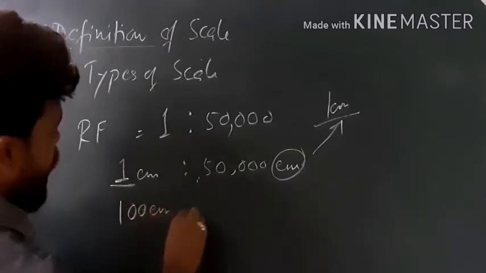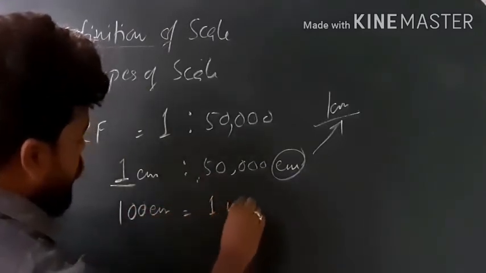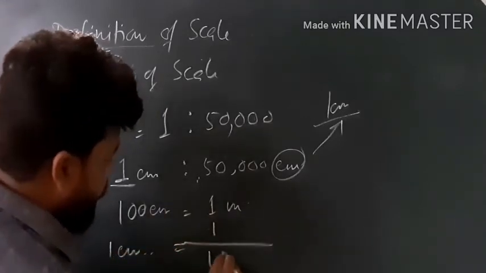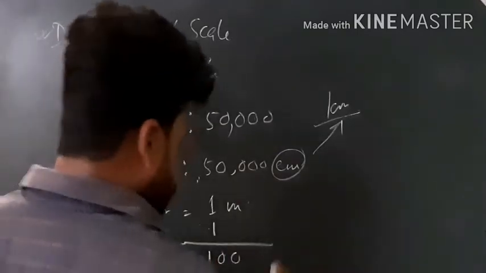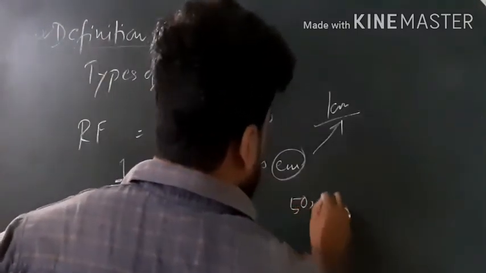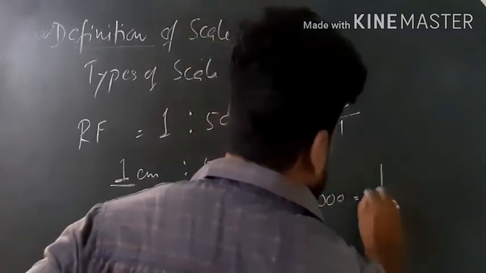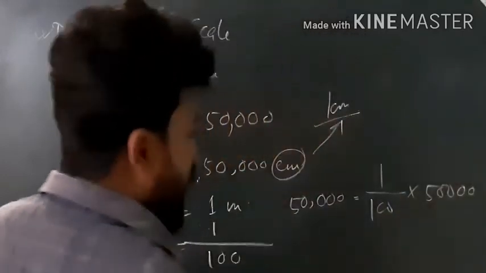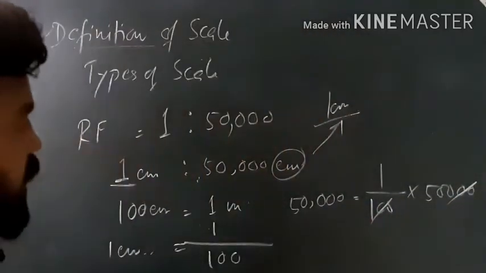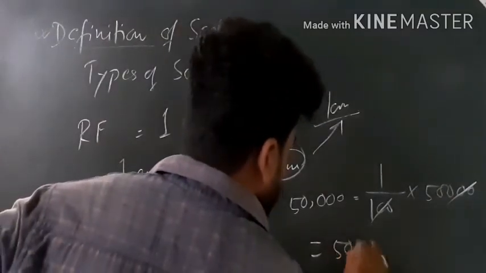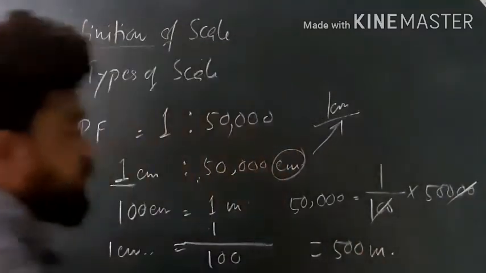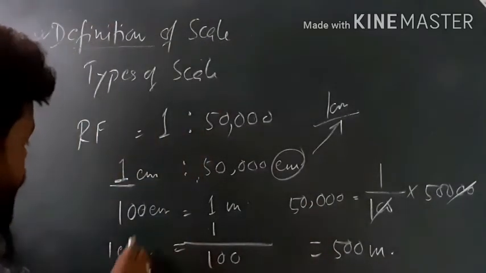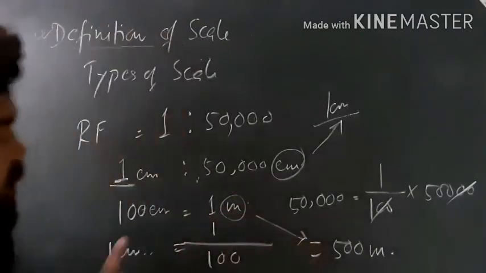Now suppose 100 centimeter is equal to 1 meter, right? So 1 centimeter is equal to 1 divided by 100 meter. Now 50,000 centimeter is equal to what? 1 divided by 100 into 50,000. Now just cancel. What we have got is 500. 500 what? 500 meter, because we are converting to meter. We are converting to the meter. 500 meter we have got.